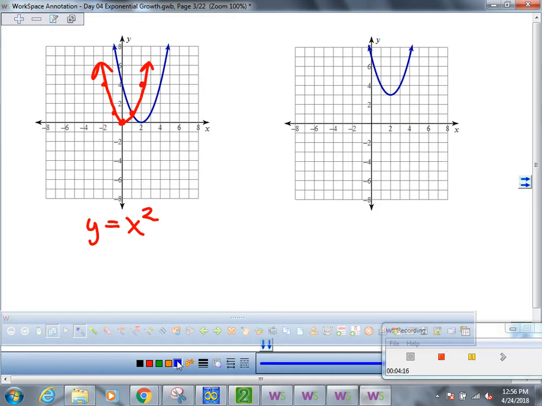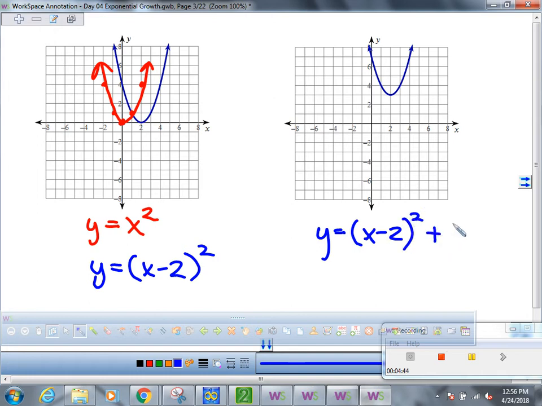So I heard somebody say, from Amadeus, what is happening to this parent function? It's going in the positive direction by 2, so we would apply this transformation. So what's happening in the second graph? It's also over 2, but now it's also up 3. So it will be x minus 2 squared plus 3. Thank you, Caitlin.